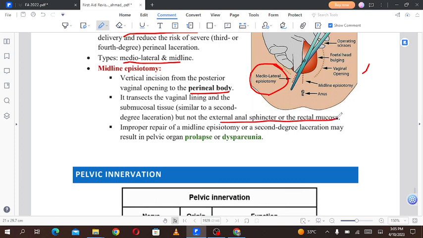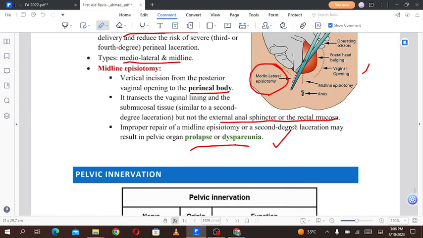Improper repair of a midline episiotomy or second degree laceration may result in a pelvic organ prolapse or dyspareunia. So both of these things can happen, and they ask you frequently about this episiotomy in the UWorld questions, and maybe there is a question in the Step 1 exam. So this may result in pelvic organ prolapse and dyspareunia.